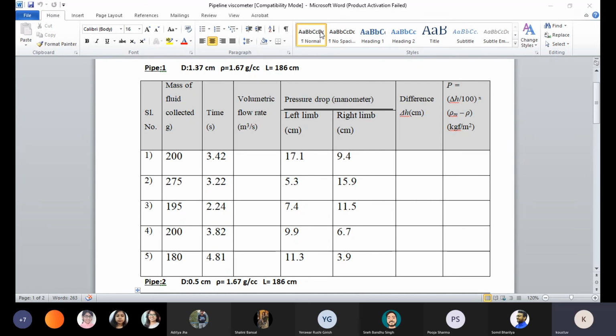Don't make a very elaborate report. Just the main basic things, for example, the objective, the schematic, the calculations, and the plot. This much will be enough. No need to write the theory part. It is already there in the book, and you also know it. So don't spend time on writing the theory. Just mention the main things.